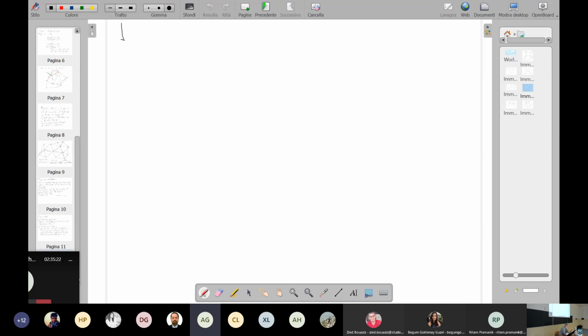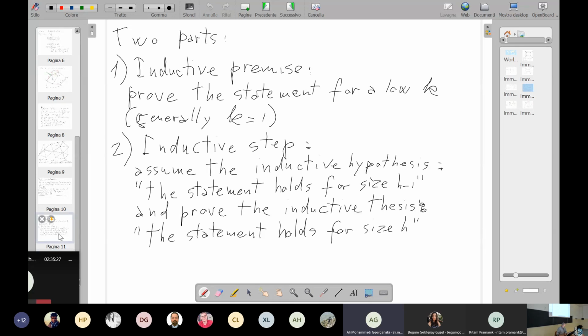Excuse me. Please show the previous page once more. The first page of proof in Python.